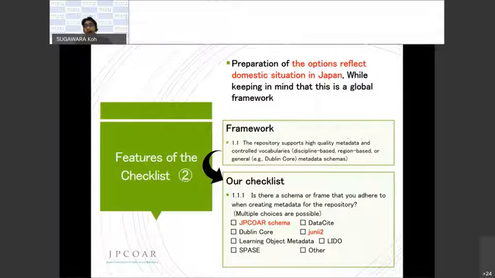Let's take another look at the second feature. Keeping in mind that this framework is used internationally, if there are any circumstances specific to Japan, we have reflected them in the checklist. For example, in Japan, there are 2 schemas called the JPCOAR schema and the junii2 schema that are used when creating metadata. As the majority of institutions use these schemas, we have listed them as options in the checklist.